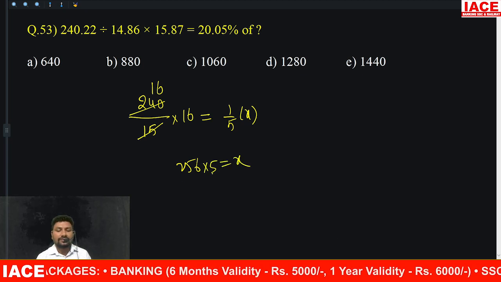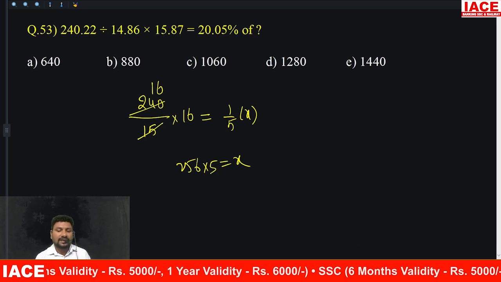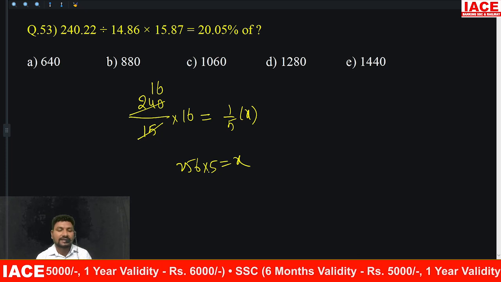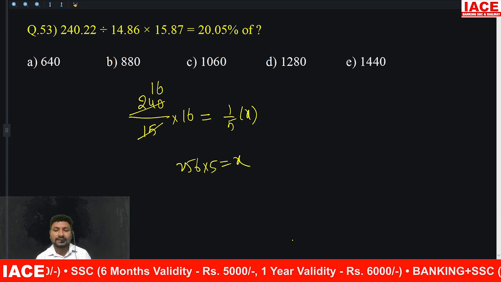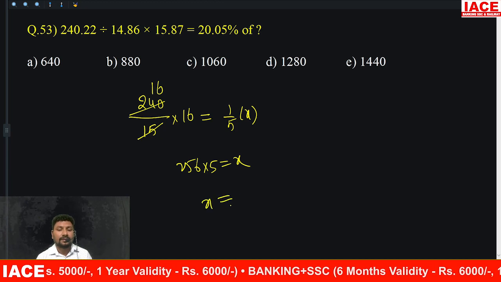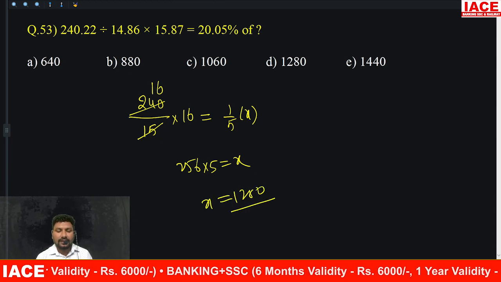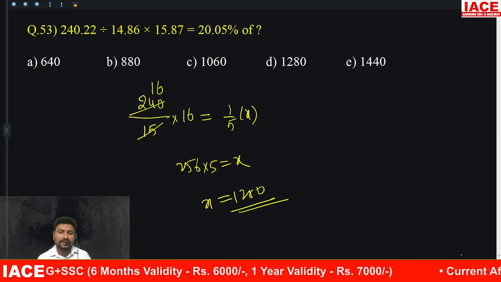Okay. Then 256 can be multiplied by 5. What is the answer? 250 5s are 1250, 6 5s are 30. It is equal to the answer. 1250 plus 30, 1280. Option D.